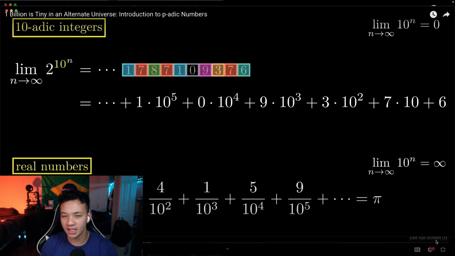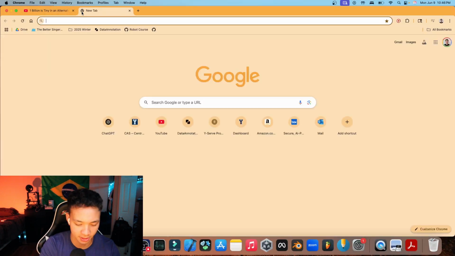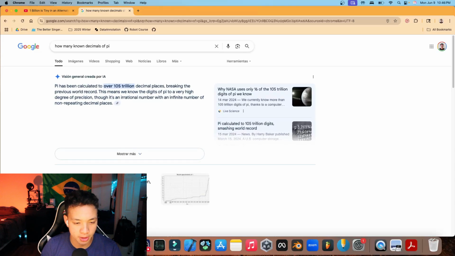I don't even know how many known decimals of pi there are. I feel like I should know this. 300 trillion decimals. That's cool. So that's pretty impressive.